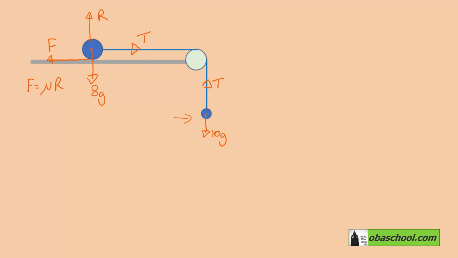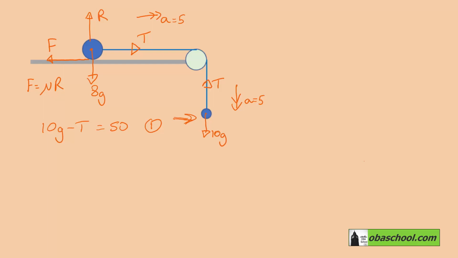So let's look at this object first. So we know the system will accelerate in this direction, and up here then it's going to go to the right, and we're told that that acceleration is 5 meters per second squared. So if we use F equals ma for this object here, the resultant force is 10g minus T, and that is going to be equal to the mass times the acceleration, therefore 10 times 5, which is 50, and so let's call that equation 1.